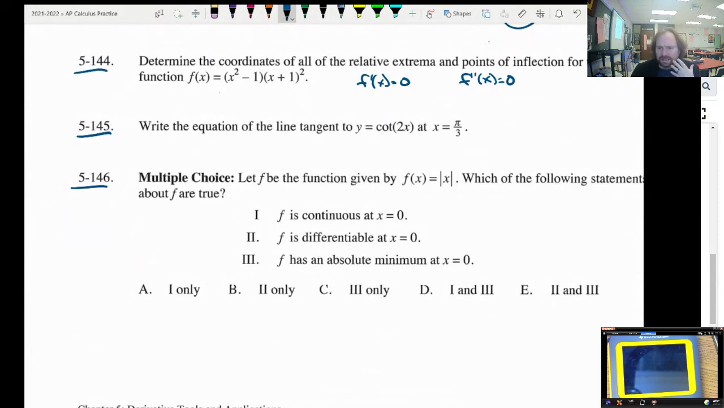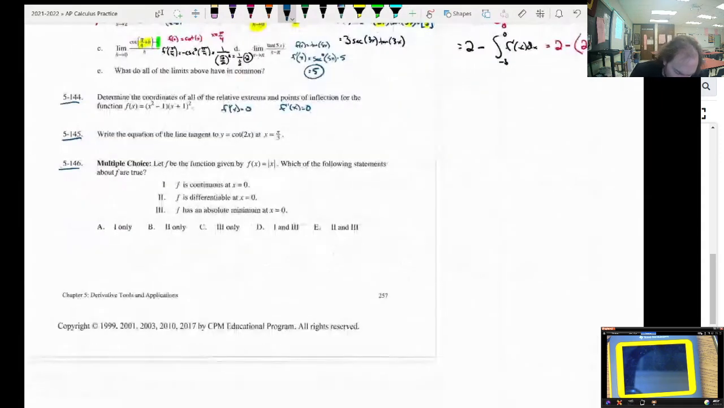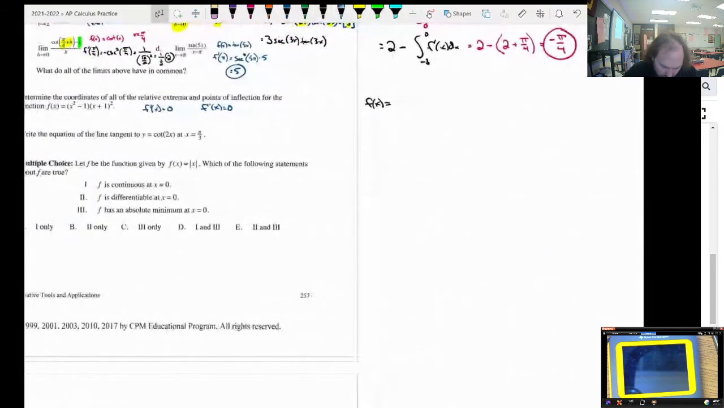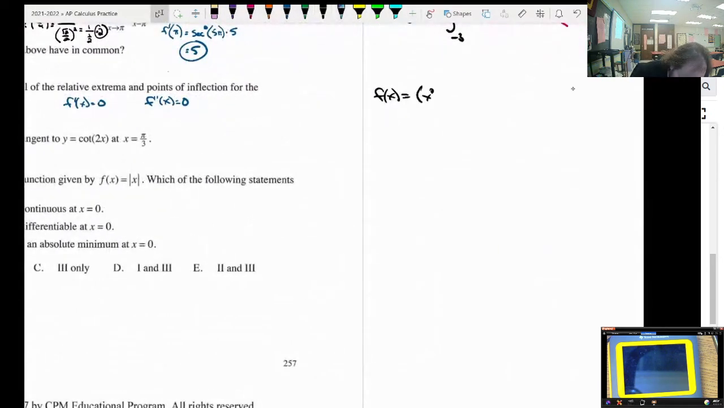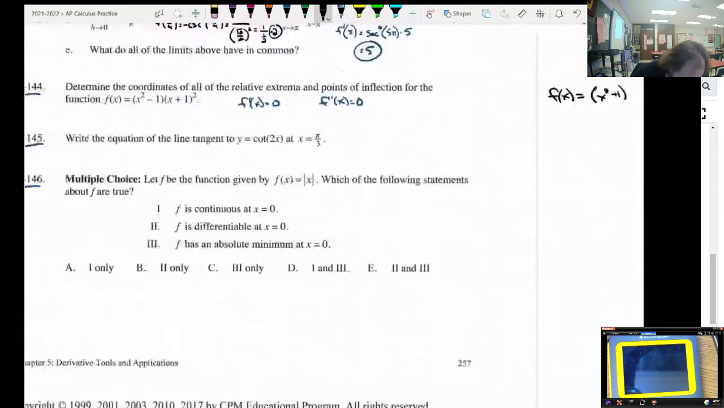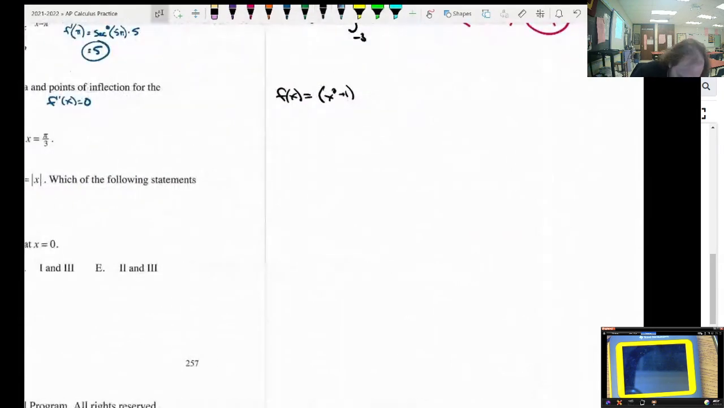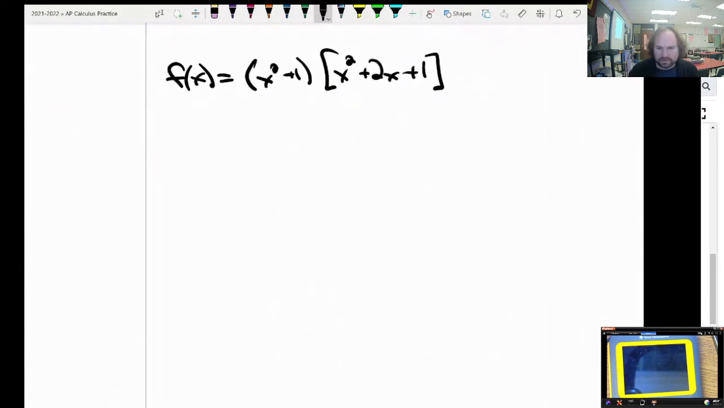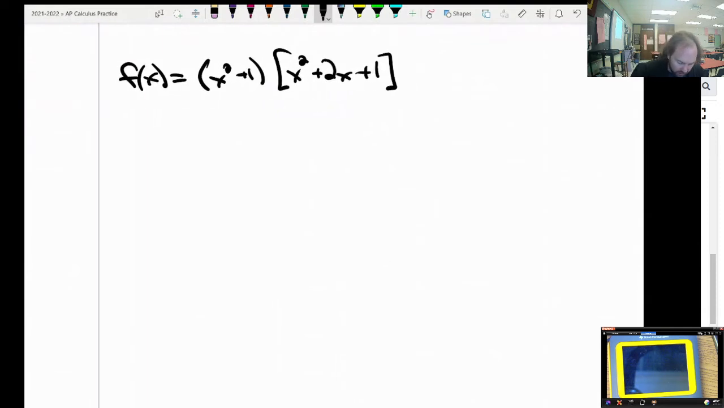This is a relatively easy expansion to do, so we're going to expand it first, then we're going to take the derivative, and then we're going to take the second derivative, and we're going to do all that analysis. So let's deal with our original function first, f of x equals. We've got x squared plus 1 here, times the expansion of x plus 1 squared, which is going to be x squared plus 2x plus 1. That's our first step. We're going to expand that out. And now we're going to need to multiply all this together.